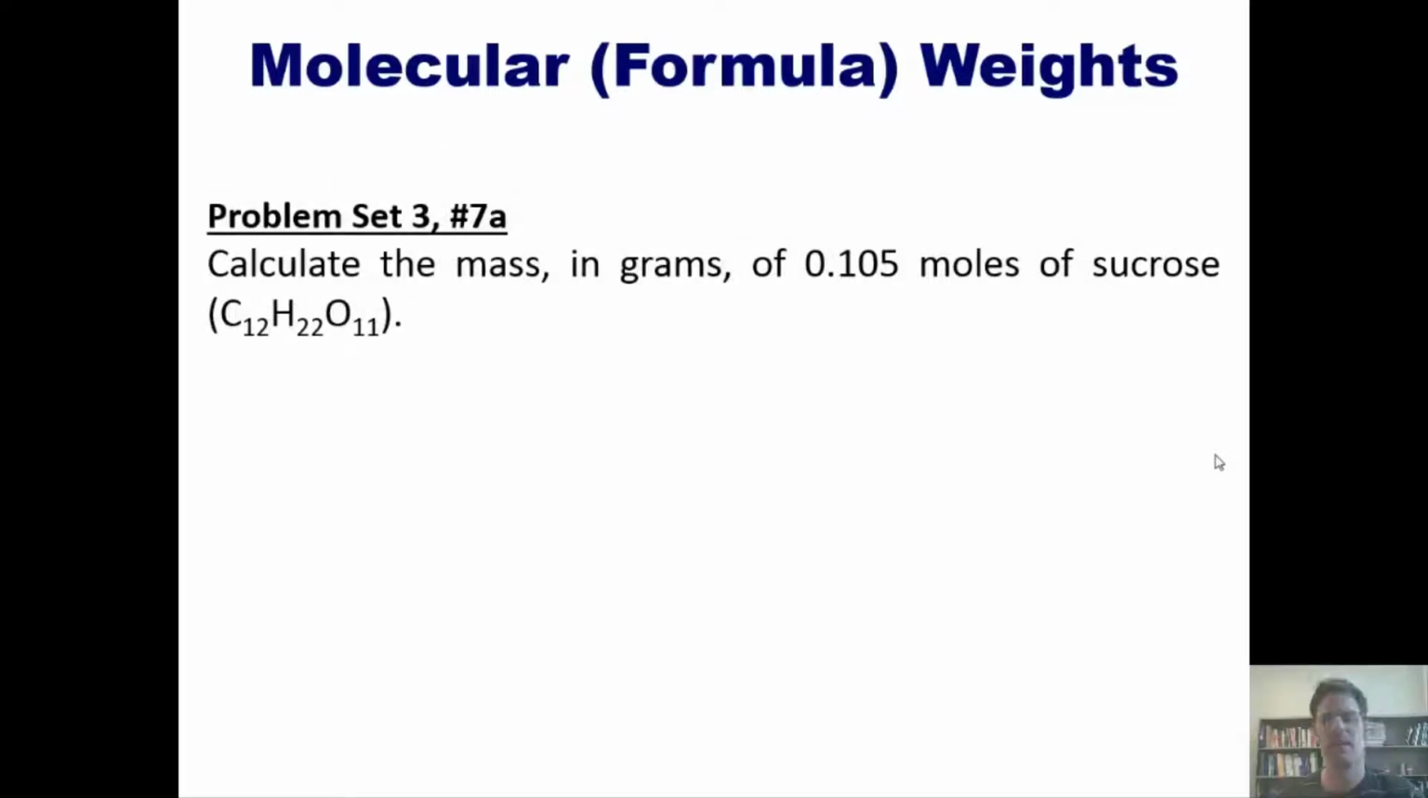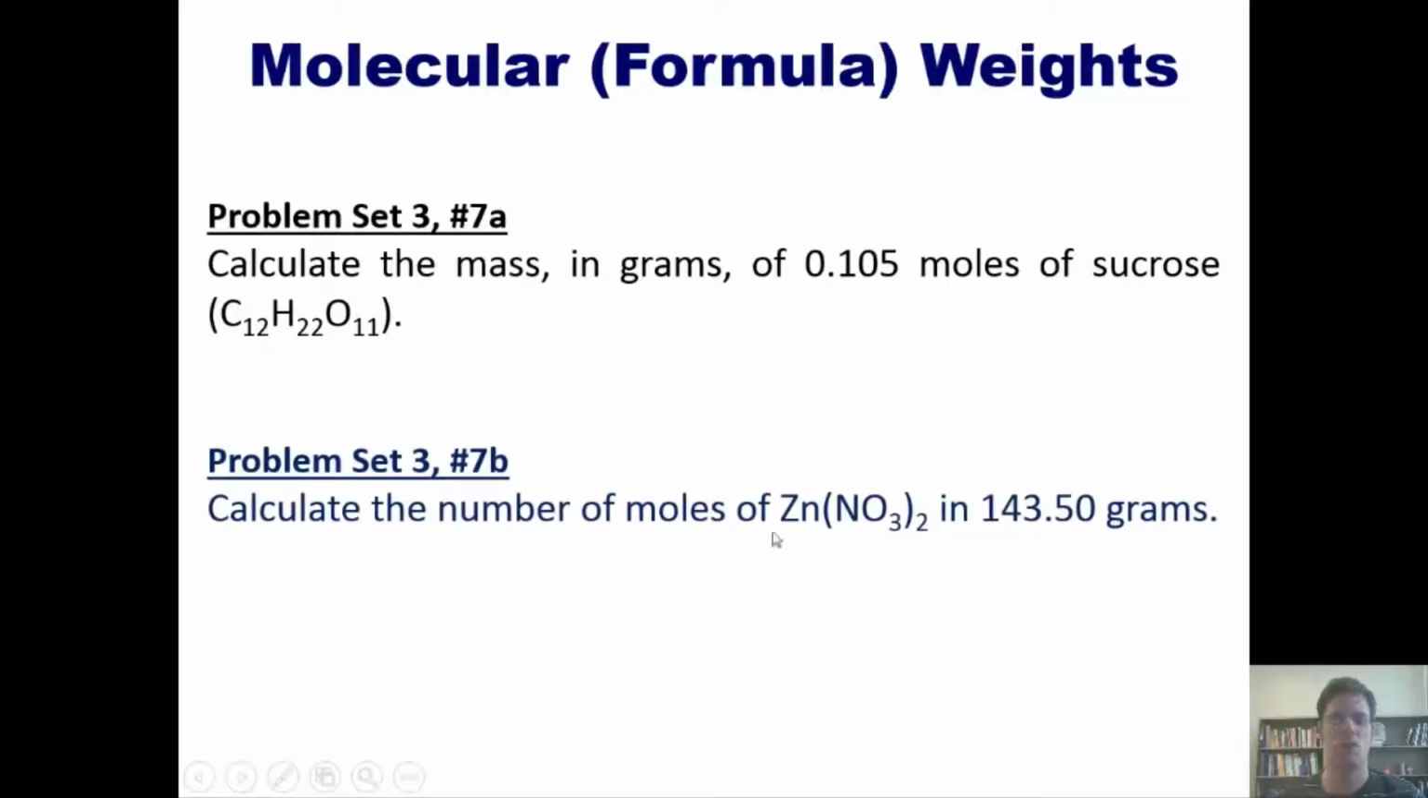Next, calculate the mass in grams of 0.105 moles of sucrose. Next, calculate the number of moles of zinc nitrate in 143.5 grams of zinc nitrate. Now I haven't done these exact examples here, but by this time you should be able to do them, so I'll let you do that on your own.